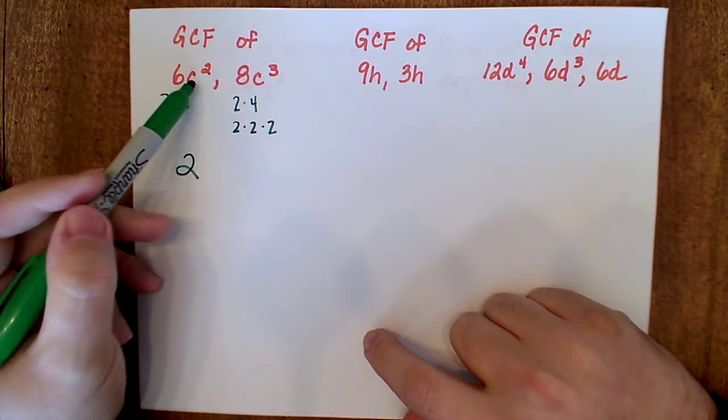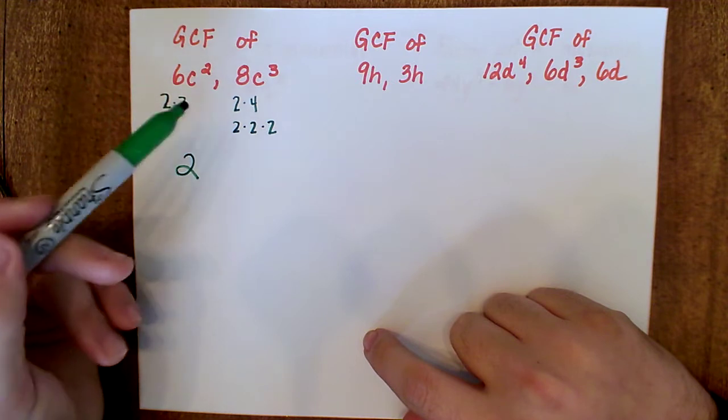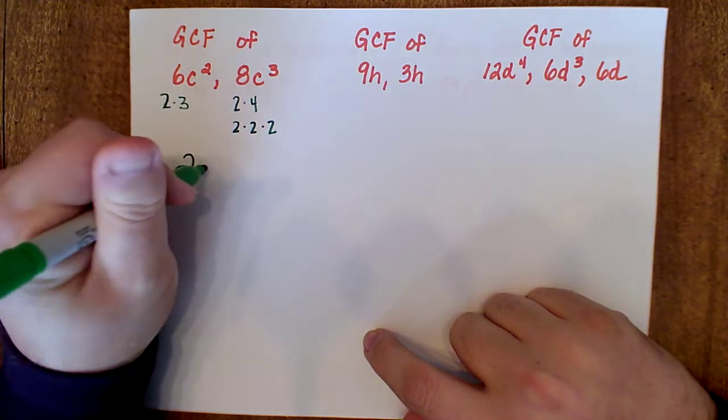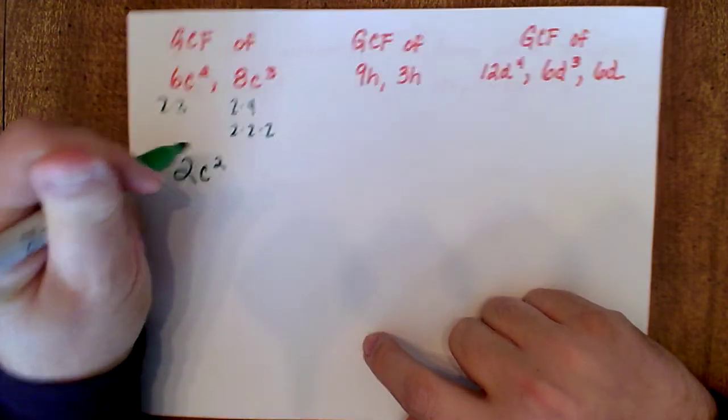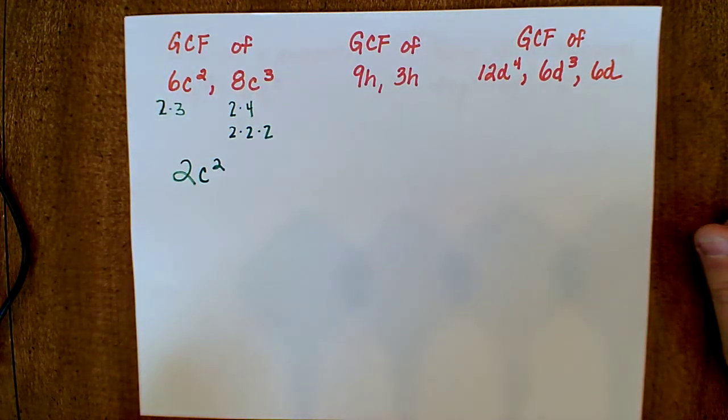Now I take a look at c squared and c cubed. They both have a c. I want to take the lower power. So our greatest common factor of 6c squared and 8c cubed is 2c squared.